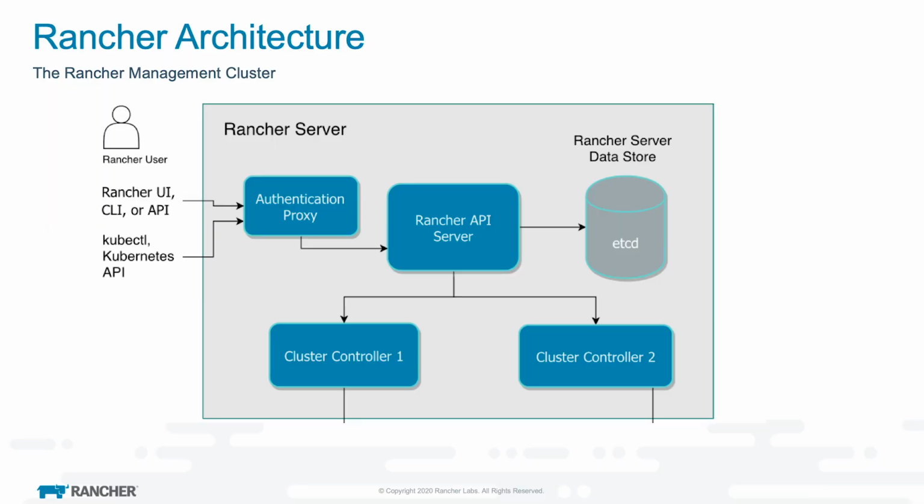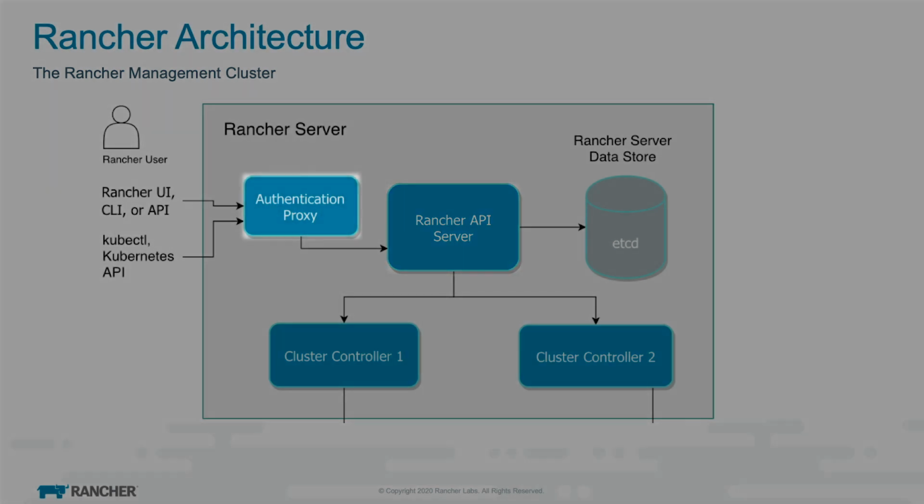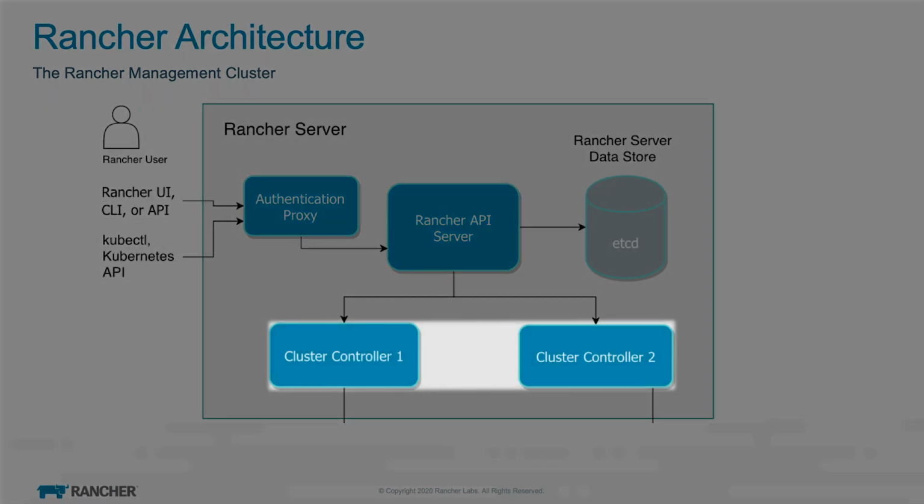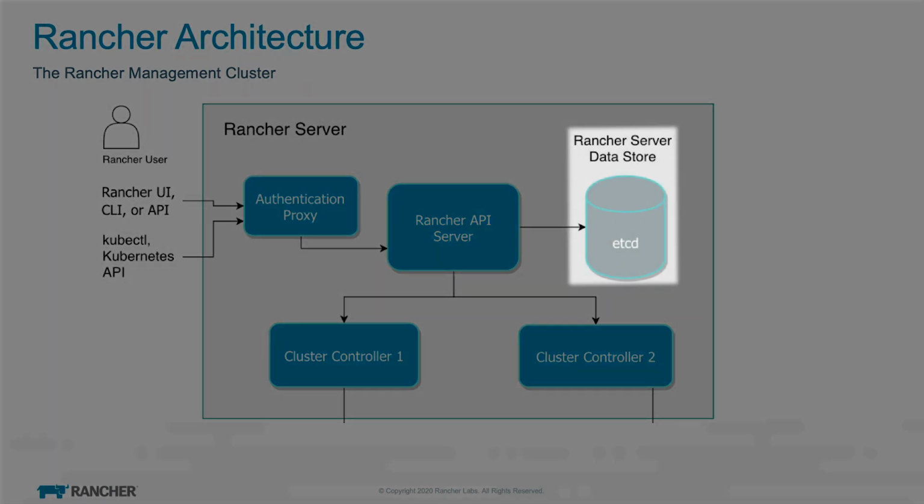The Rancher server, or the Rancher management cluster, is made up of the API server, an authentication proxy, and one cluster controller for each cluster that it manages. It uses etcd for its data store, and if you have a backup of that data, you can actually rebuild the server in any other environment and have it work. That makes the etcd data store the most important part, and it also means that if you deploy Rancher into a Kubernetes cluster that is HA, Rancher is also HA.